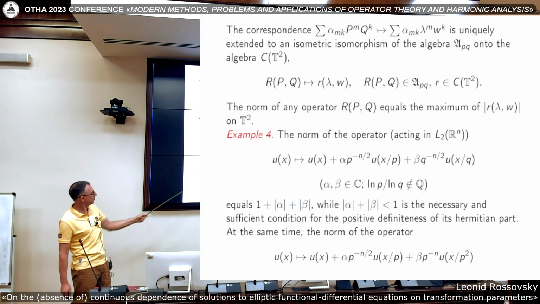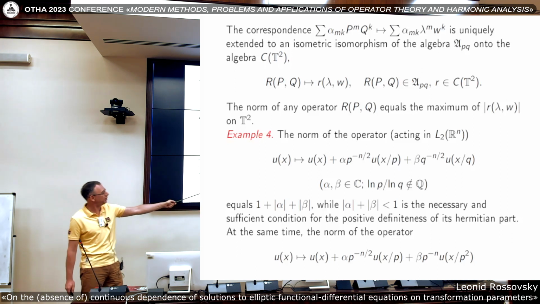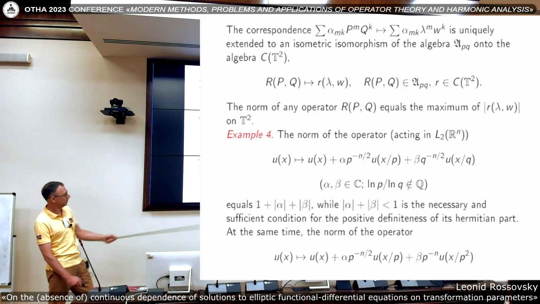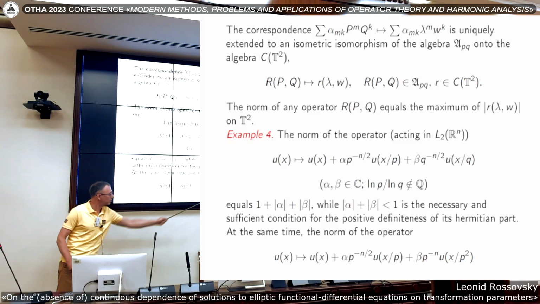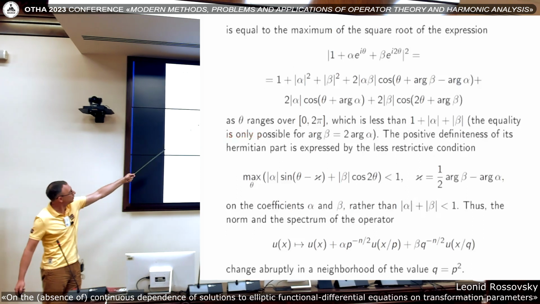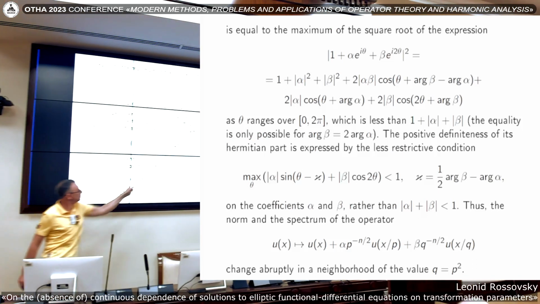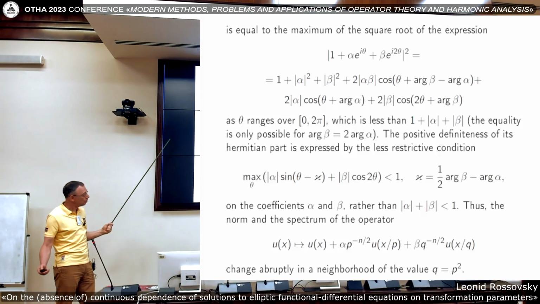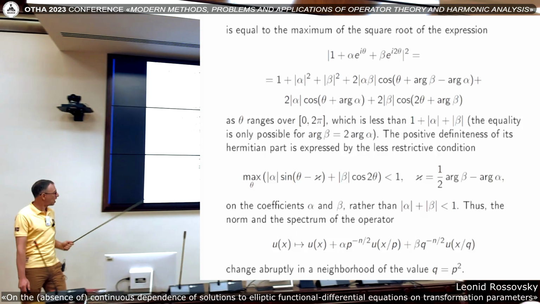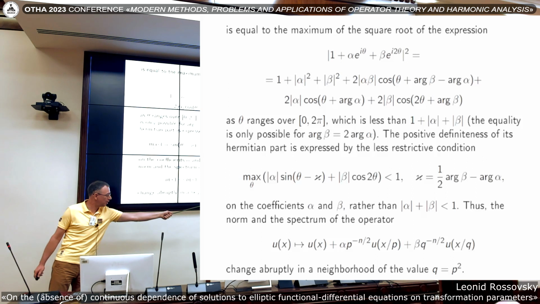is equal to this. Well, this is the necessary and sufficient condition for the positive definiteness of its Hermitian part. At the same time, the norm of the operator, where Q is taken to be P squared, is equal to the maximum of the square root of this expression. We calculate this, and this is less than this. So the norm and the spectrum of this operator change abruptly in a neighborhood of the value Q equal to P squared.